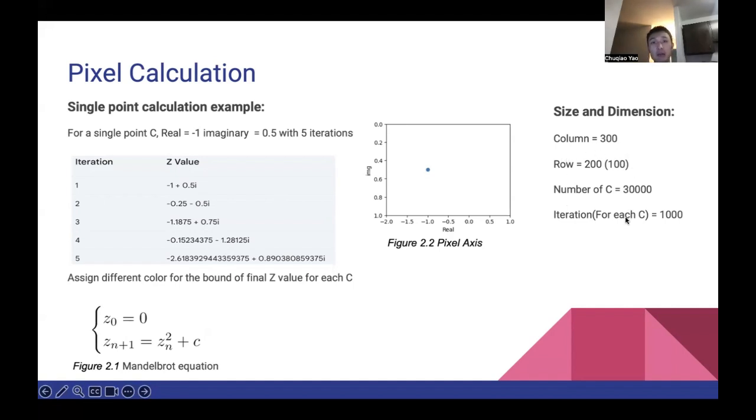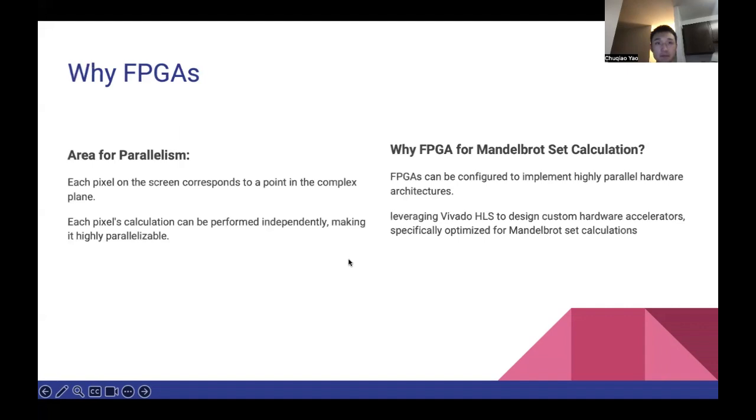In our project, we divide the coordinate plane into 200 rows by 300 columns of pixels. Due to the symmetry of the Mandelbrot set along the real axis, we only need to calculate half the points, which still amounts to 30,000 pixel points. Each point requires up to 1,000 iterations, which makes the total computation really resource intensive. That's why hardware acceleration is really critical for this project.